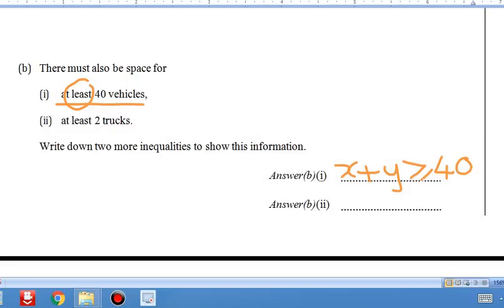Also, B2 tells you there should be at least space for 2 trucks. So since y is the number of trucks, the number of trucks should either be more than 2 or equal to 2. So there must be space for at least 2 or more trucks. At least in each case means never less than. So at least 40 means never less than 40 and at least 2 trucks means never less than 2 trucks. Well, we have also found the B1 and B2 solutions. Let's move to the C part of the question.